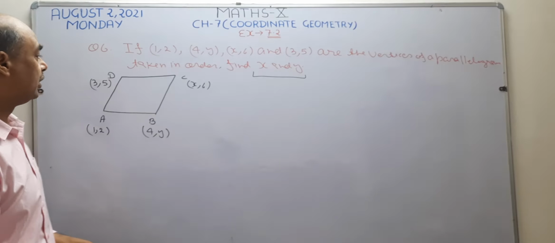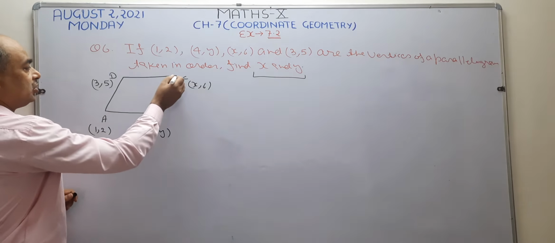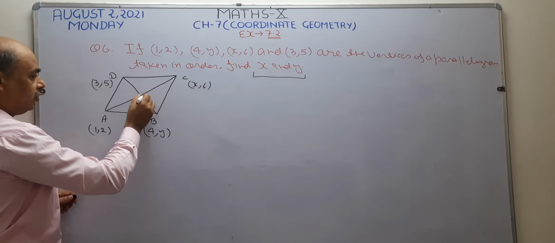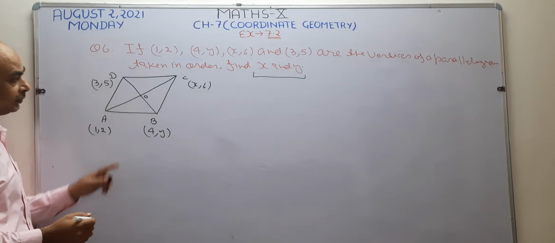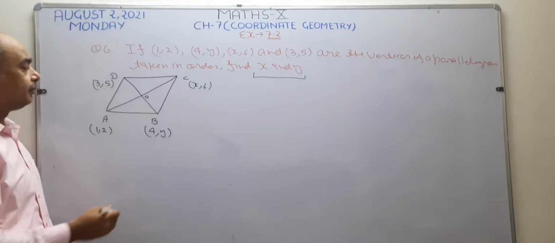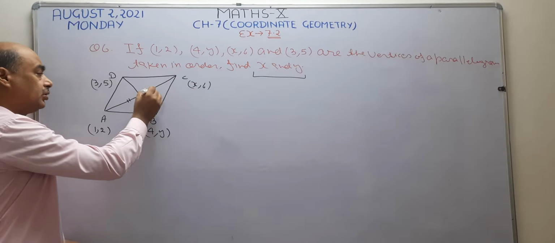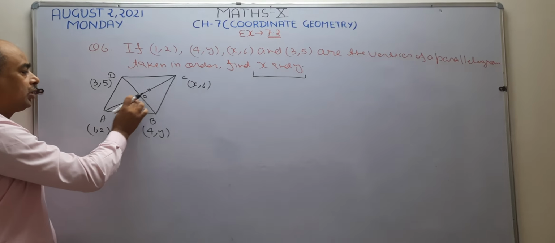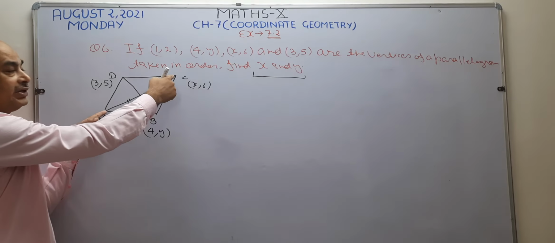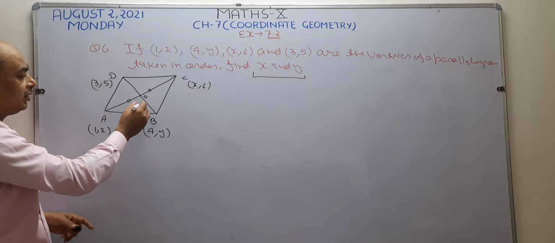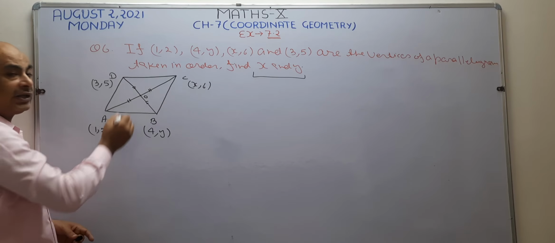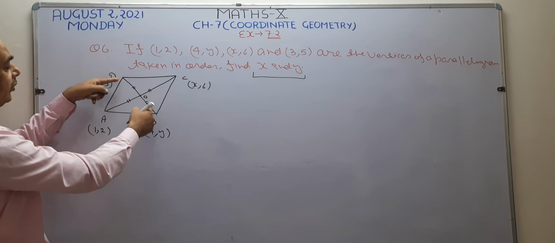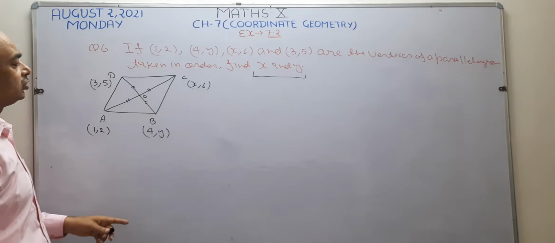Now, as you know, this is the diagonal and this is the second diagonal. We know that diagonals of a parallelogram bisect each other. It means OA and OC both are equal. If OA and OC both are equal, it means O is midpoint of AC. In the same way, OB and OD are equal. If these two sides are equal, then O is also midpoint of BD. So I am going to start my question.